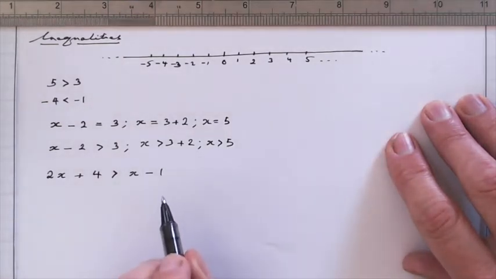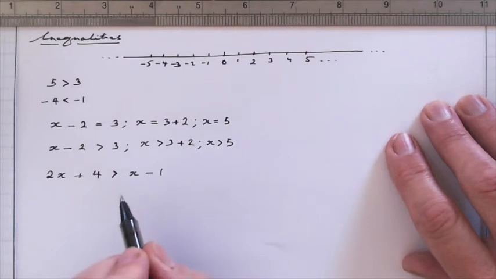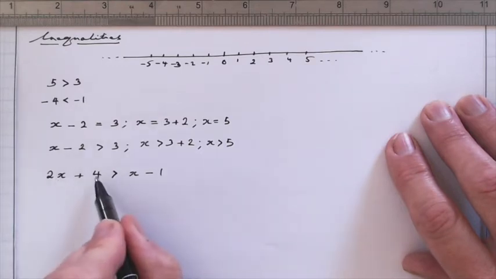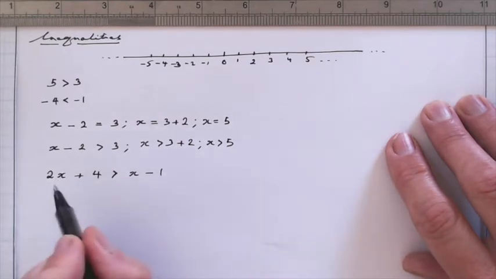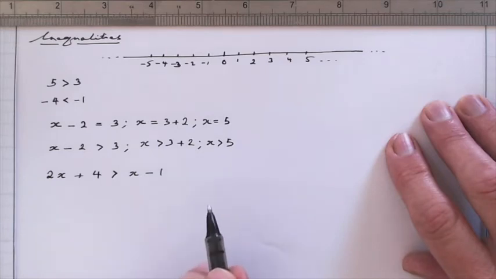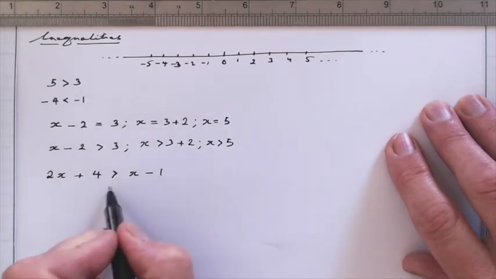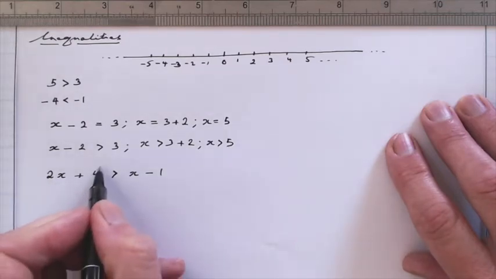Well, I want to imagine this was an equation. We would want to solve it by bringing x over here, taking 4 over there. Because these terms are additive, we can do the same thing. So I'm going to bring x this way. I'm going to take 4 this way.